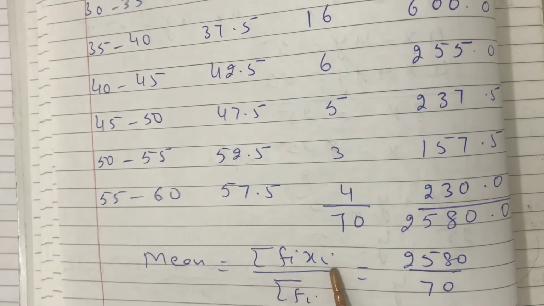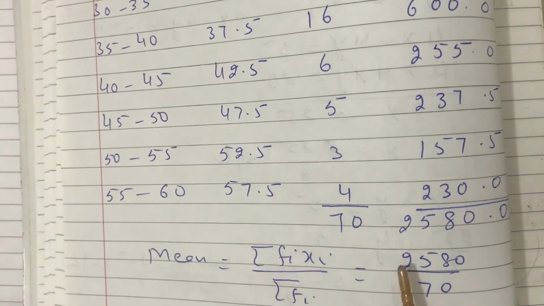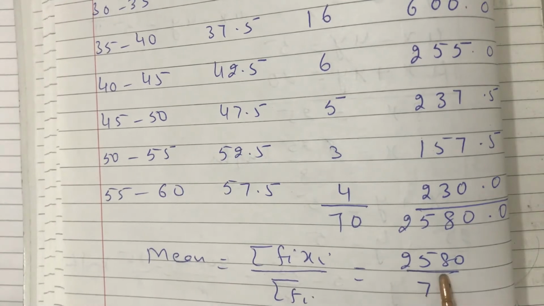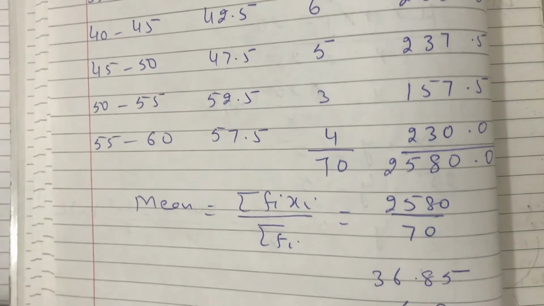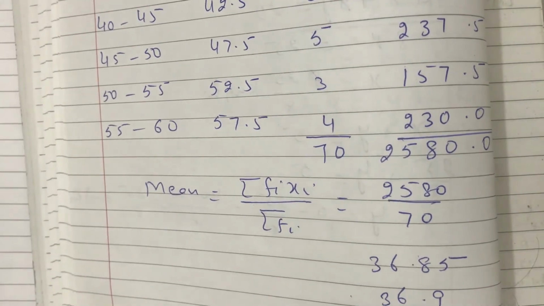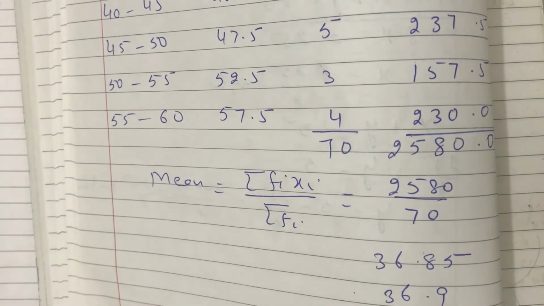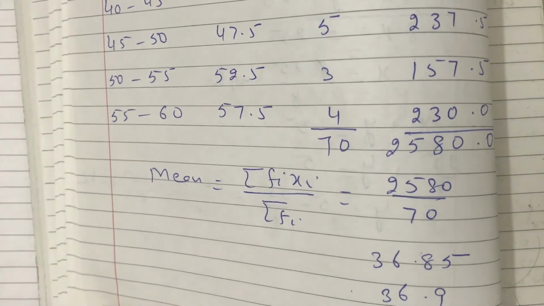Mean is equal to sigma fi xi upon sigma fi. Sigma fi xi will come out to be 2580 and sigma fi is equal to 70. After dividing it, we will get 36.9. That is the mean. That is the answer.